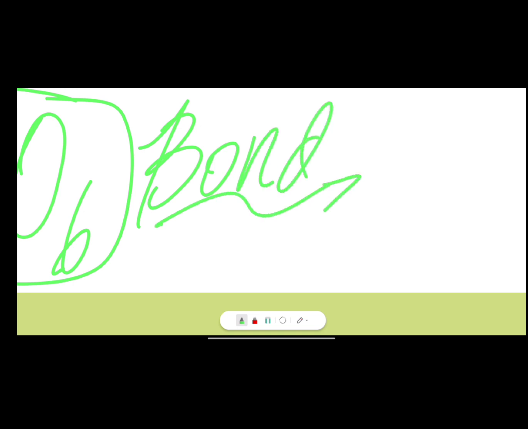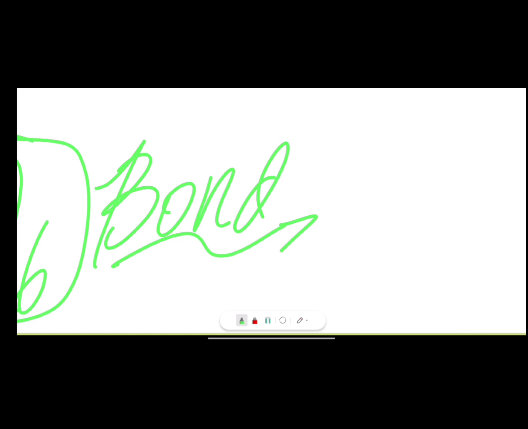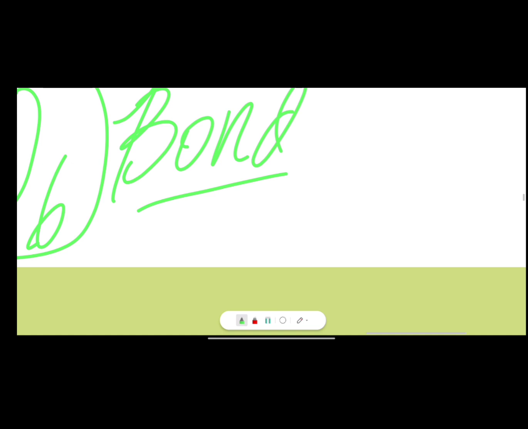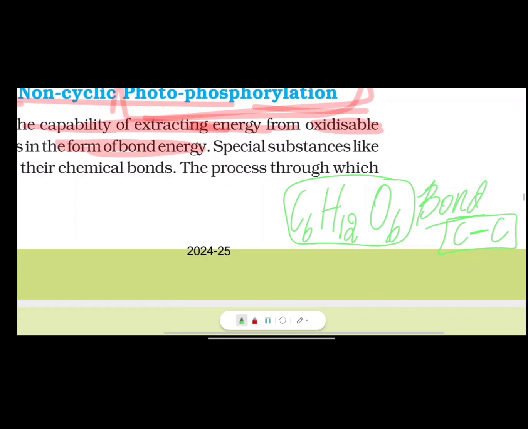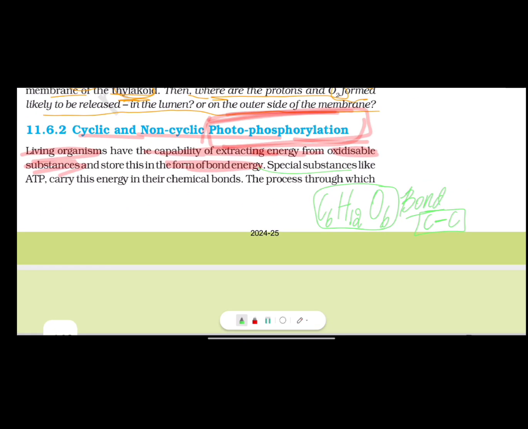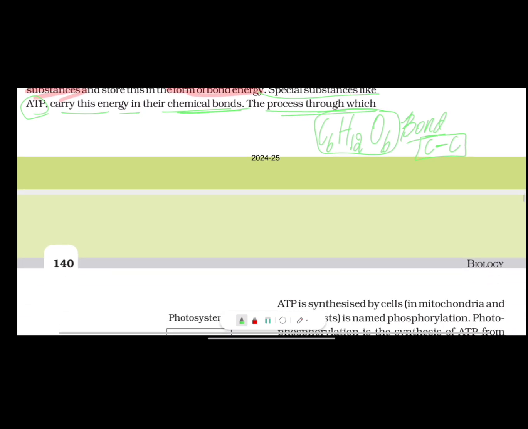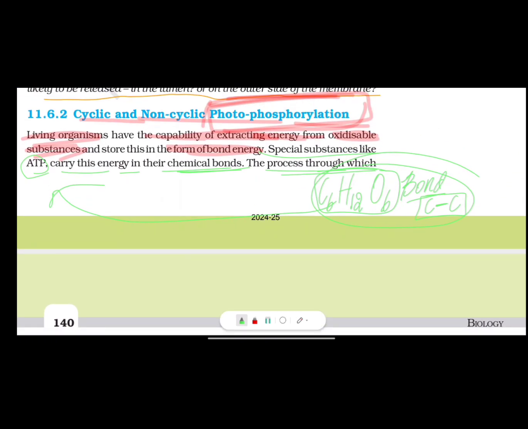And over this, which bond gives energy? The C to C bond is present, right? And this bond will provide energy. Special substances like ATP carry this energy in the chemical bonds. From this bond only we get ATP. You will study further more about this.